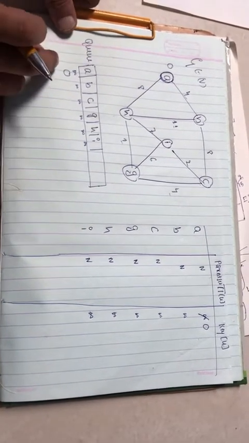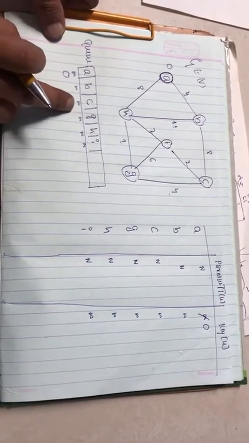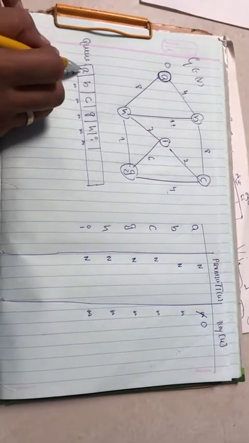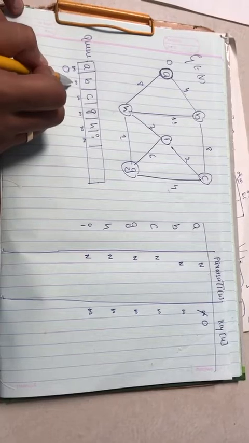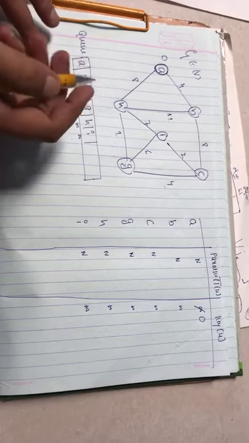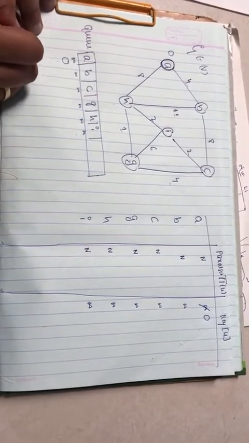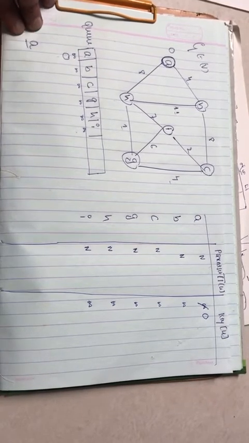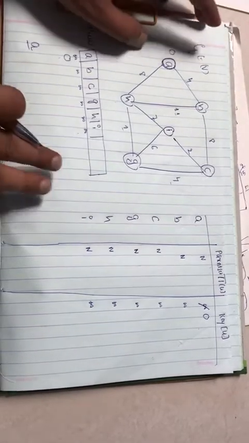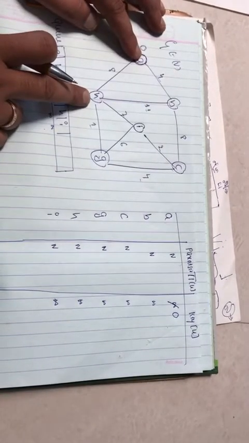Now the algorithm says to extract from the queue the vertex with the minimum weight. A has 0 and the other vertices have infinity. Among these values, which one is the minimum? A has the minimum value, so I extract vertex A. Once you extract the vertex from the queue, you need to find its neighbors. A has the neighbors B and H.